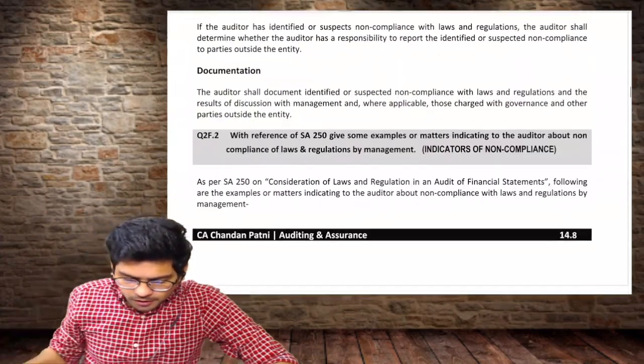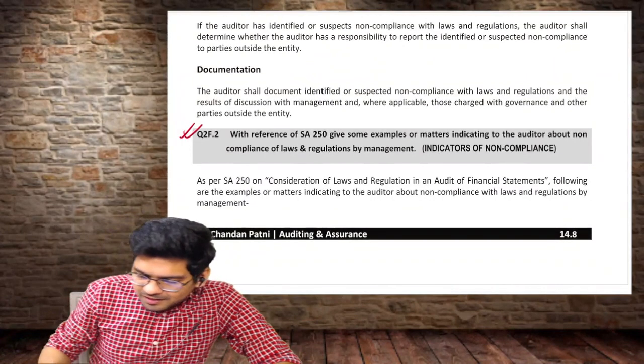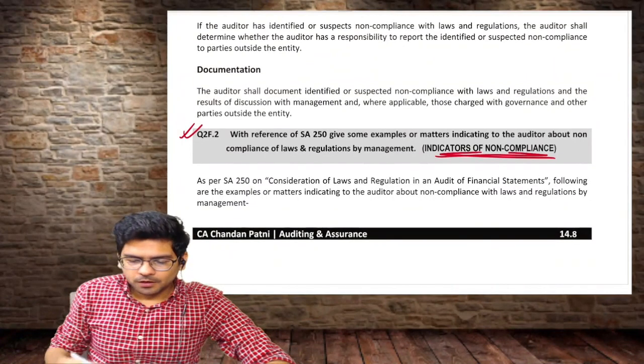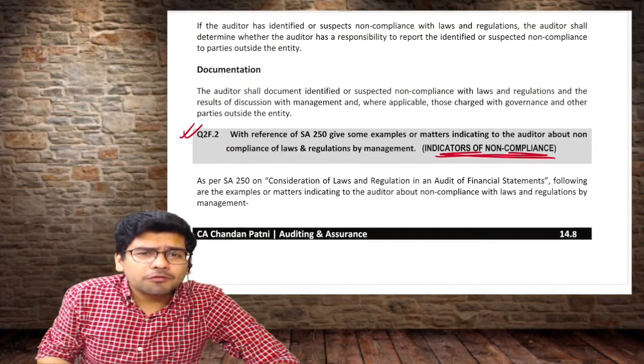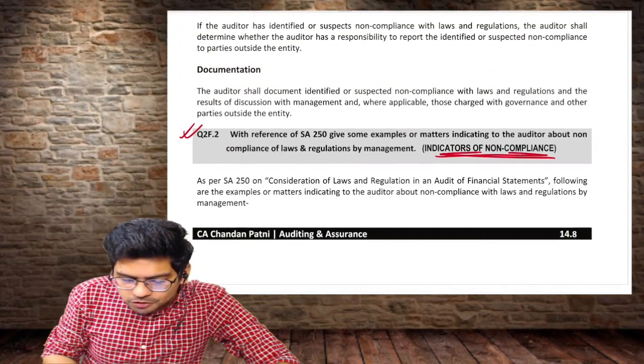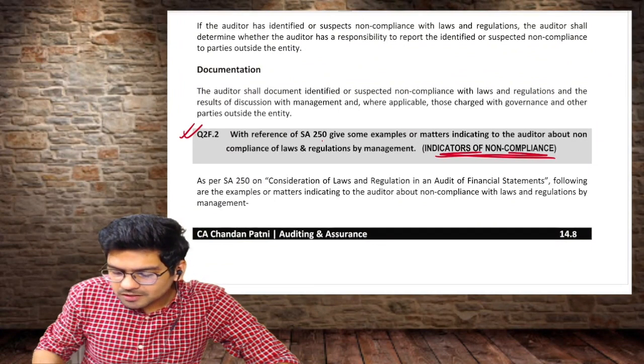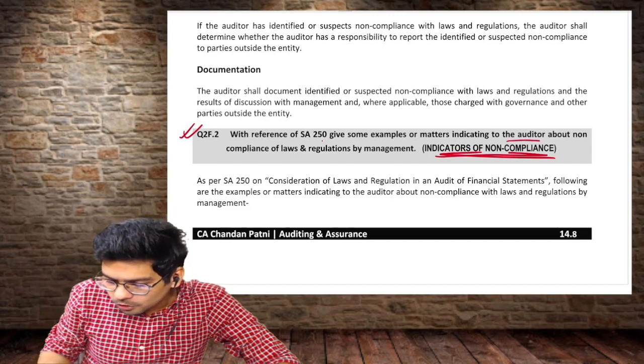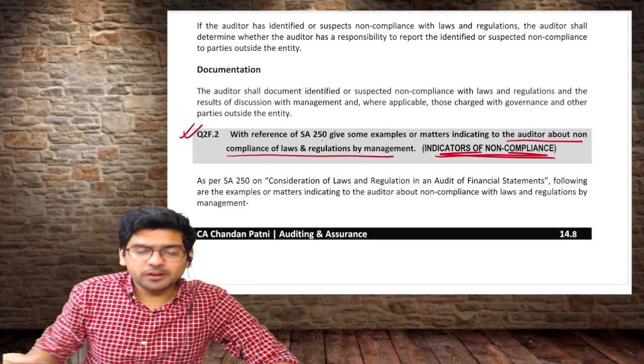I have given it here. Okay, see, the heading is indicators of non-compliance. Or it can be asked in the form of a question also. With reference to SA 250, give some examples or matters indicating to the auditor about non-compliance of laws and regulations.